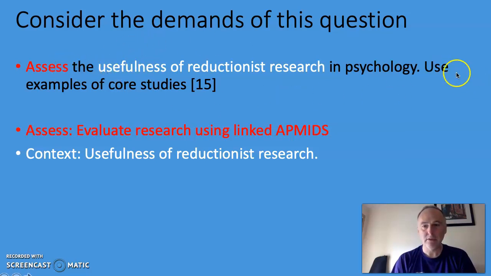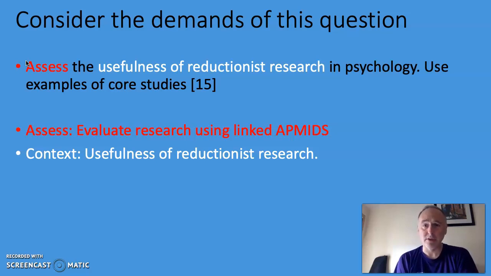Okay, we can ignore this for the moment. We know it's in component 2, and obviously we're going to be using core studies as our examples. But let's have a look at the two parts of this. The first bit here asks us to assess. Now you'll know if you've watched any of the other videos, assess is just one of those other key terms that is associated with evaluation.